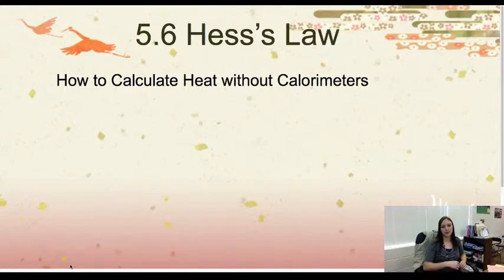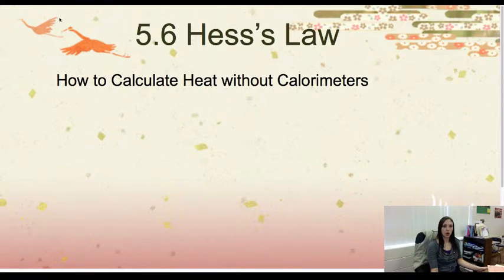All right, 5.6 is called Hess's Law, and what this gets into is how to calculate heat without a calorimeter. You often don't want to have to go through and do the experiment every single time to try and get a heat value for a certain reaction. It will be a lot easier if we can actually use other reactions to find these heat values that I need.